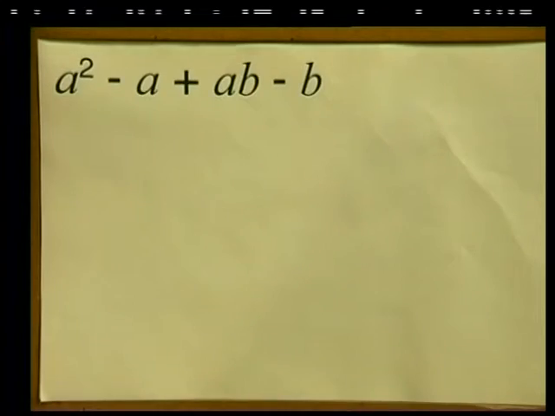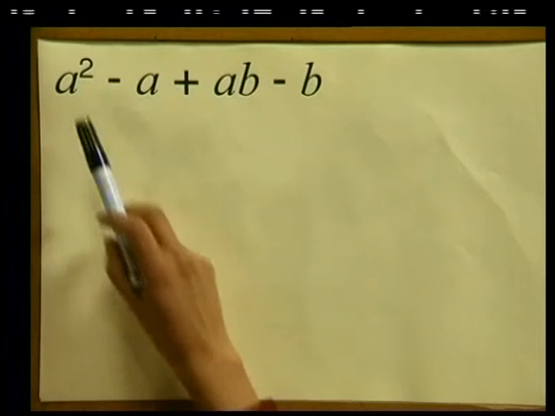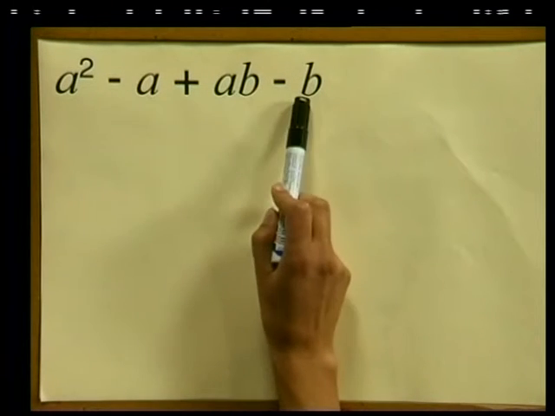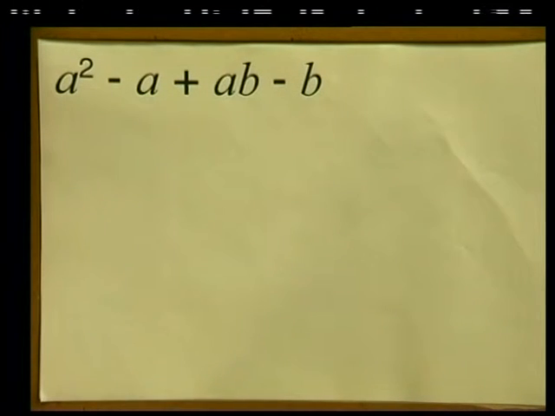We have time for one last example. Help me factorize this one: a squared minus a plus ab minus b. Now note, there are 4 terms here. When you have 4 terms, you must always try to group them together first, to see if there may be a common bracket hidden somewhere.